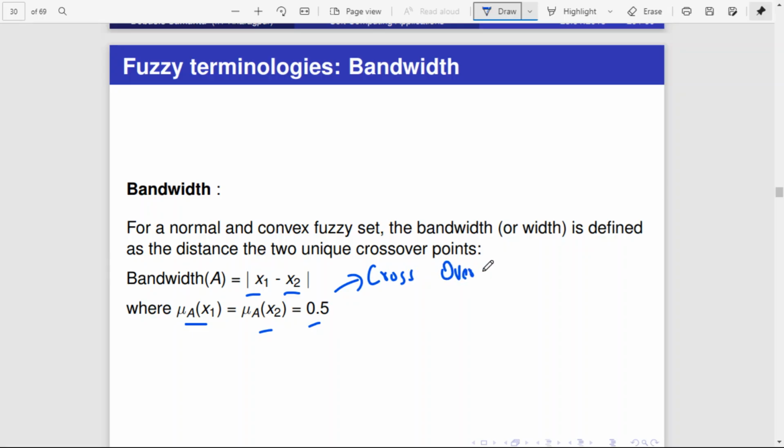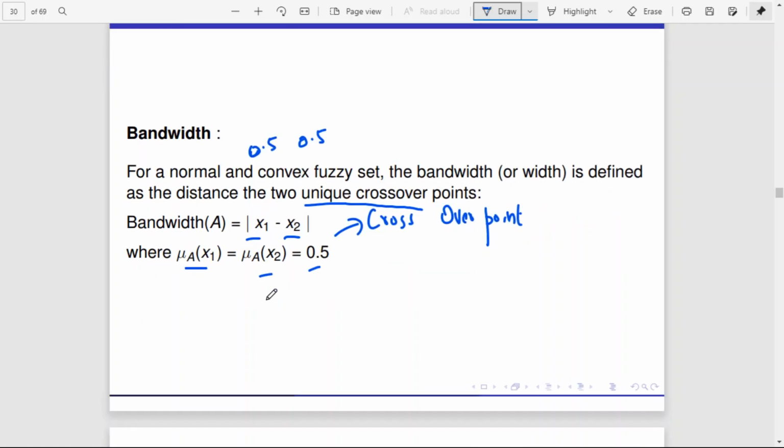Bandwidth is defined as the distance between the two unique crossover points. It should not be the same crossover point, but two different crossover points. That is, x1 produces a membership value of 0.5, and x2 also produces a value of 0.5. The difference between these two is called bandwidth.